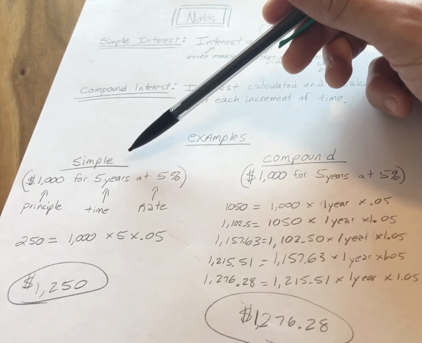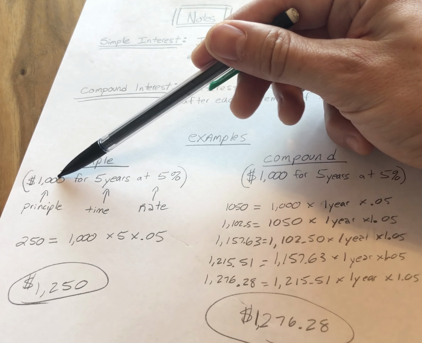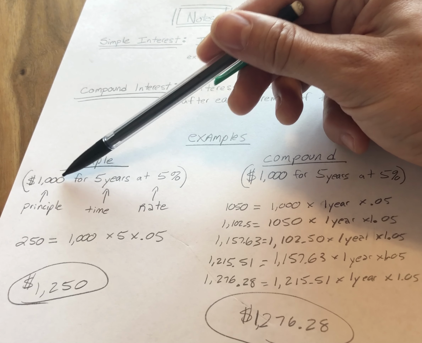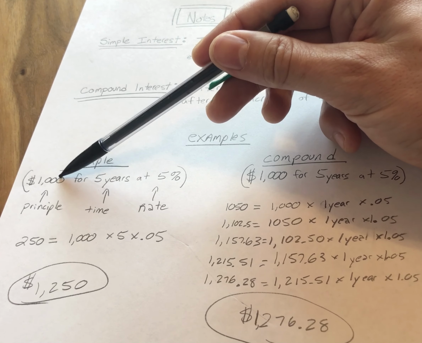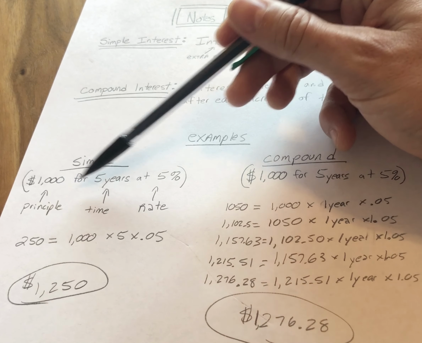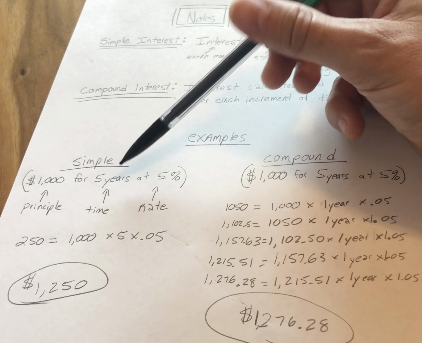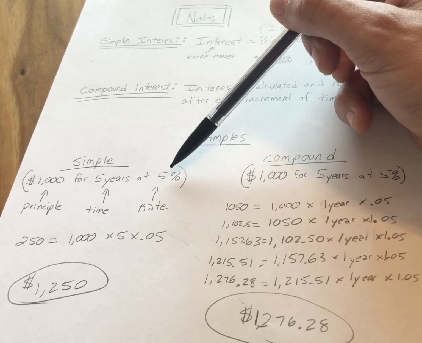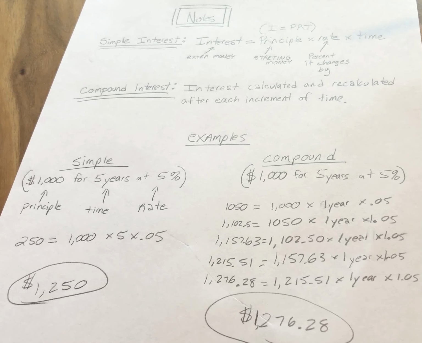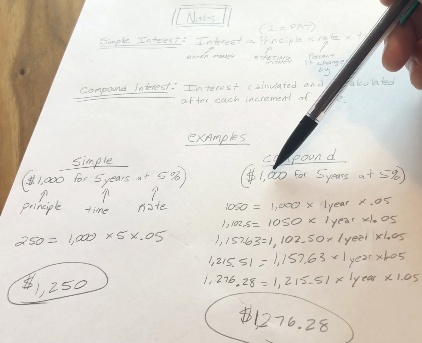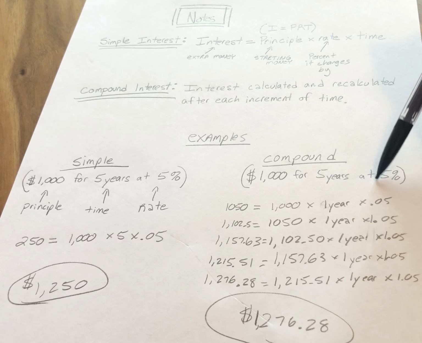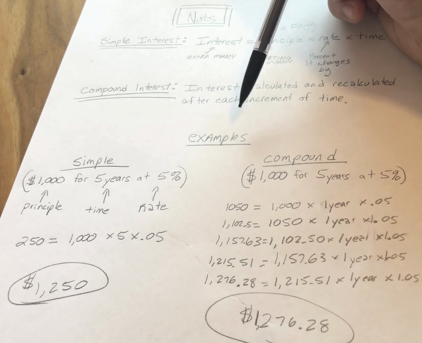One example of simple interest is you have $1,000 for 5 years at 5%. A principal, which means starting money, a period of time, which is 5 years, and 5%, which is the amount that it changes by. And we're going to do the same example with $1,000 for 5 years at 5%, and we're going to get a different answer when it comes to compound interest.